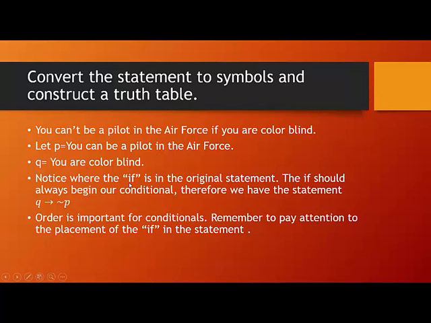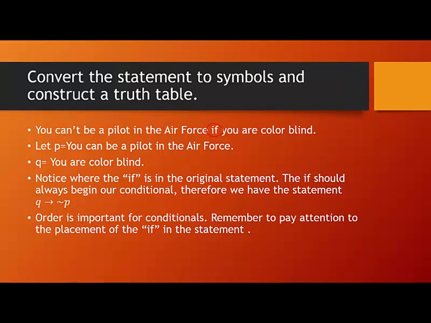Here's what's really different about this one is look where the if is. Do you see the if right here? And let's circle that. So here's my if. If should start the sentence. So whatever comes right after the if, you are colorblind, that's going to be how my statement starts. So Q is you are colorblind. That's what's going to start me off. So Q implies not P. So this says, if you are colorblind, then you can't be a pilot in the Air Force.